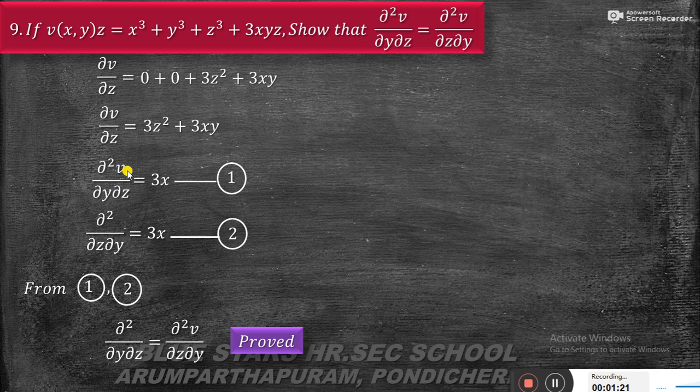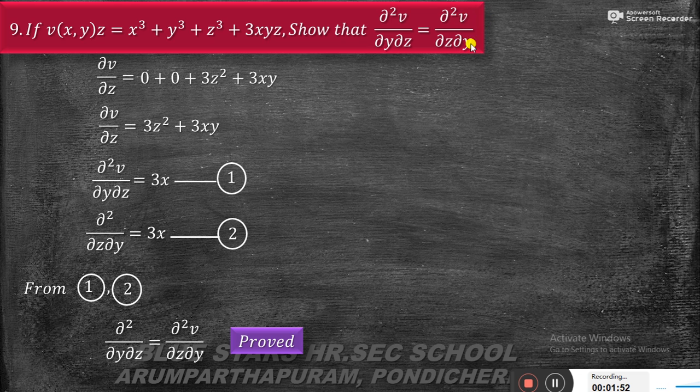Next, dou square v by dou y dou z means differentiate with respect to y on both sides. So dou by dou y of dou v by dou z equals: in 3z square there is no y term, so its derivative is 0, plus 3x into the derivative of y, which is 1. So the right hand side is 3x. Therefore dou square v by dou y dou z equals 3x.